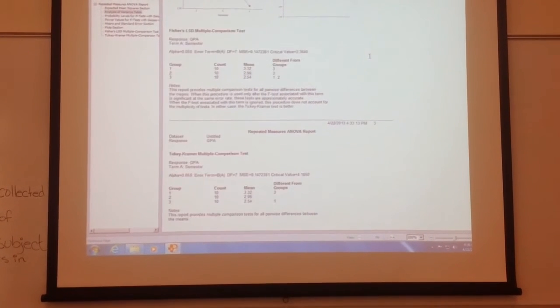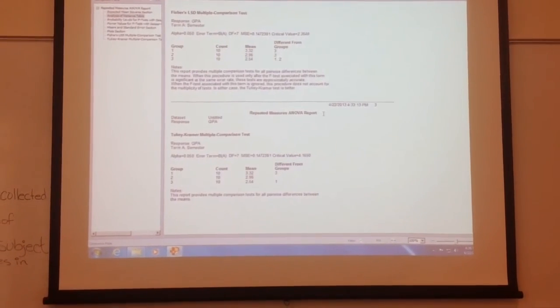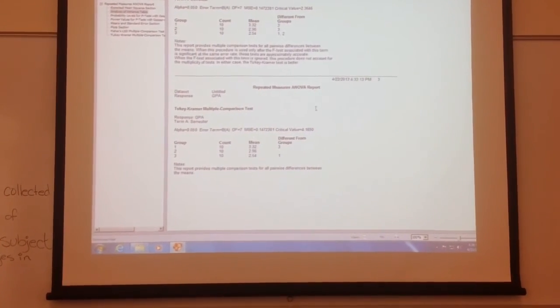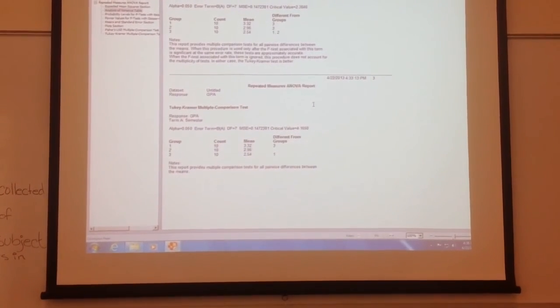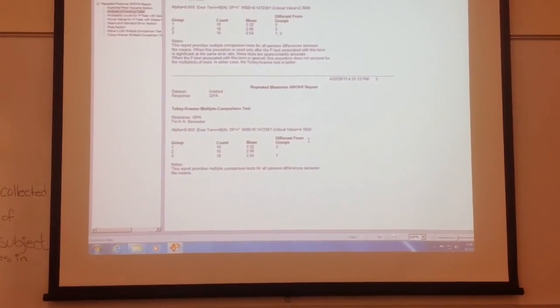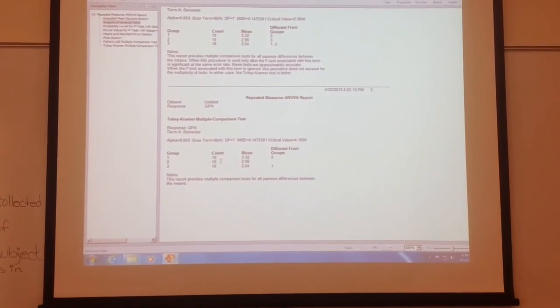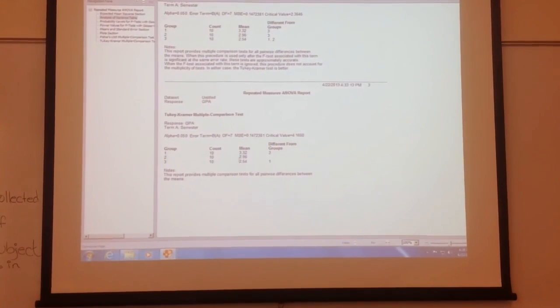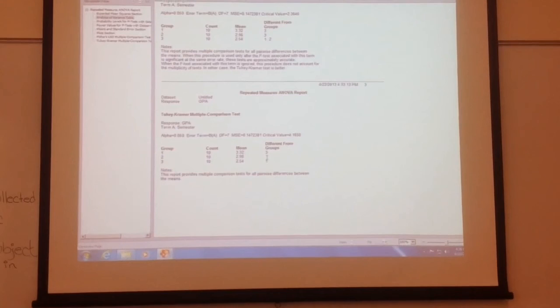And then just another way to look at it is the Tukey-Kramer multiple comparison test, same kind of post hoc test, just a different way of doing it. And this one does give us a little bit different results. We can see that only group 1 and group 3 are different, and that group 2 isn't different from either.